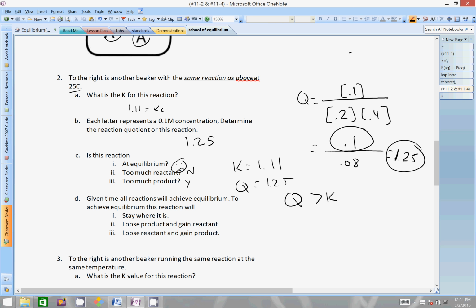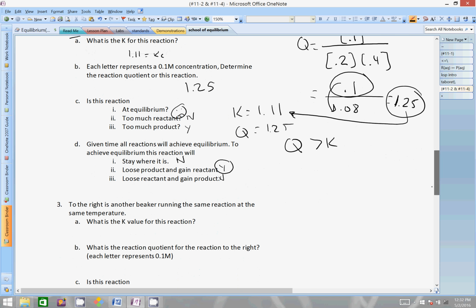Yes. Given time, all reactions will achieve equilibrium. To achieve equilibrium, will this reaction stay where it is? No. Lose product and gain reactant? Lose reactant, gain product? Again, you can't gain them both or lose them both, so this is a no, and this is a yes. This is what's going to happen. This reaction will proceed losing product and gaining reactant in order to lower this value until it reaches 1.11. Mathematically, this is what describes how it happens in nature.